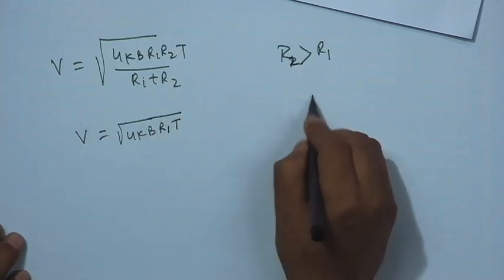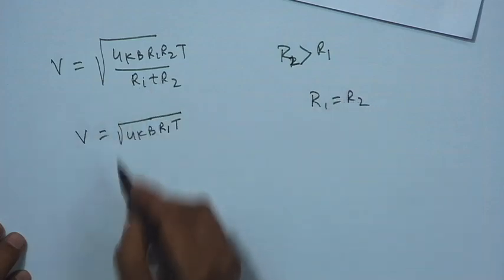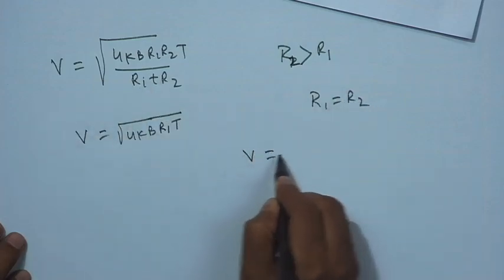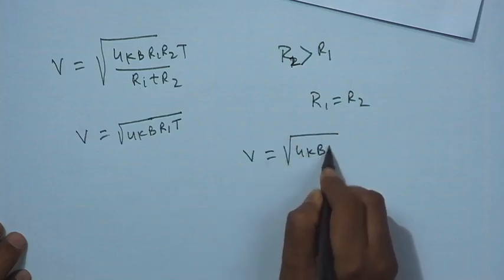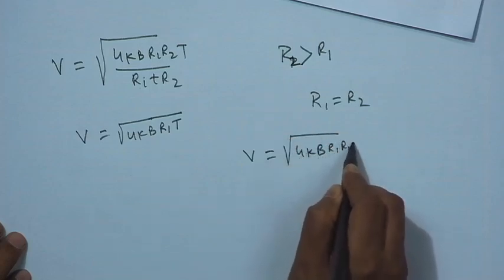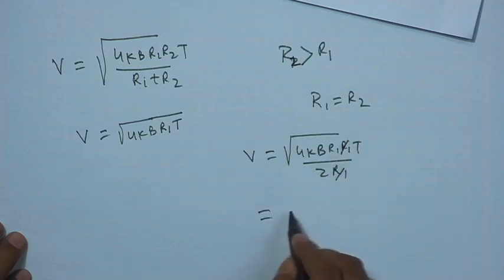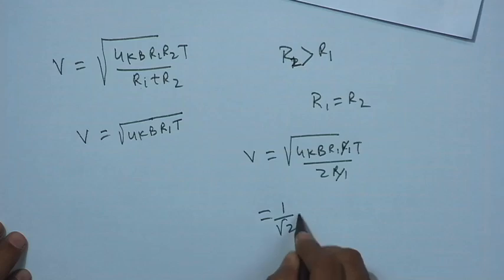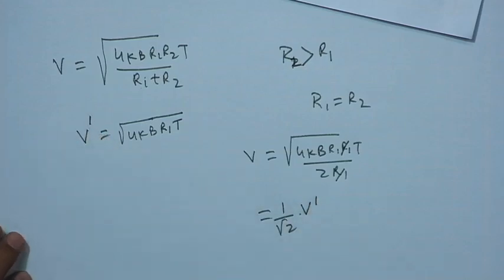Okay. Now, if R1 is equal to R2, then V will be root over 4kT R1 into B divided by 2 R1. So R1 is cancelled. It is nothing but 1 by root 2 into V dash.